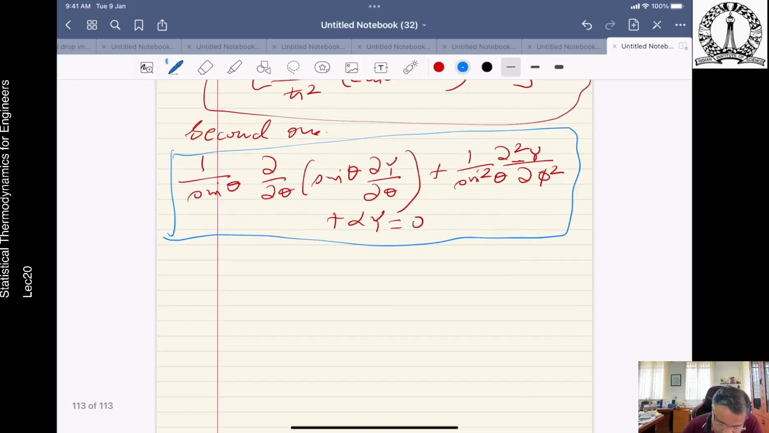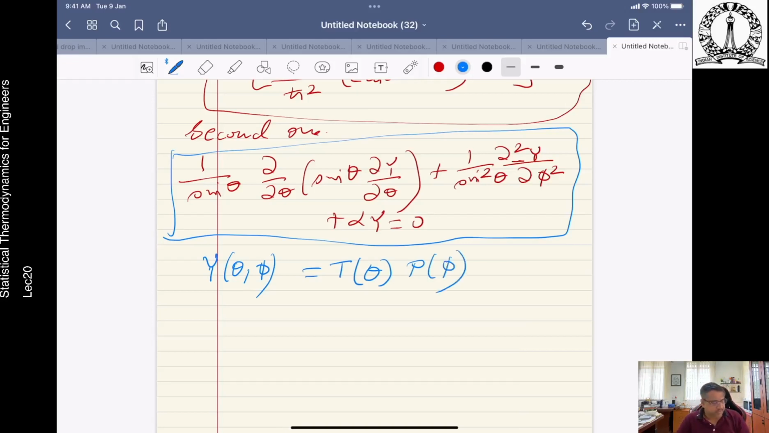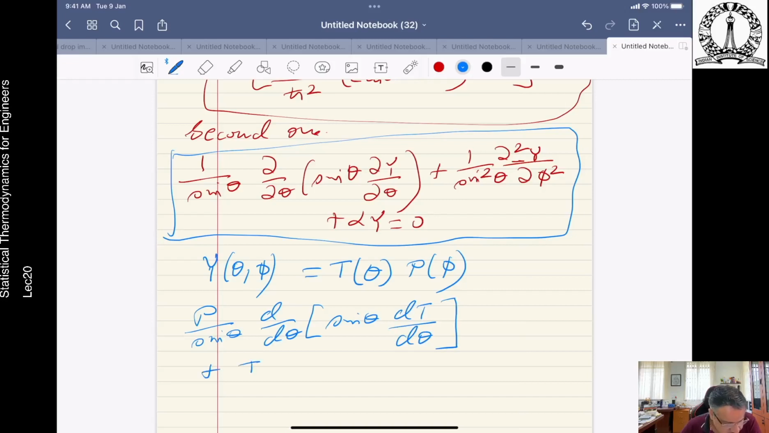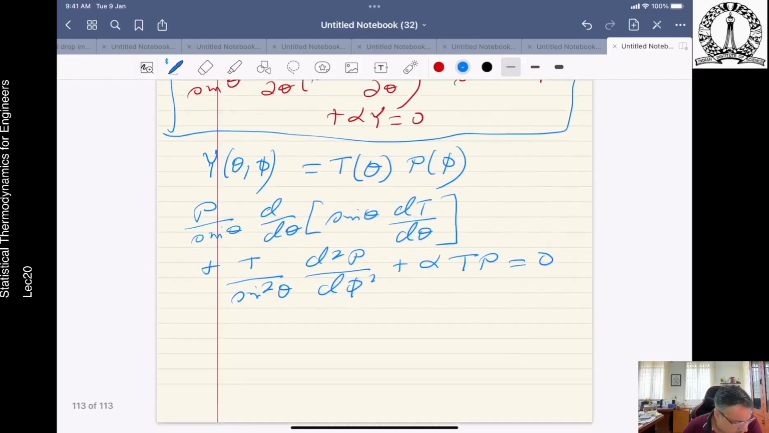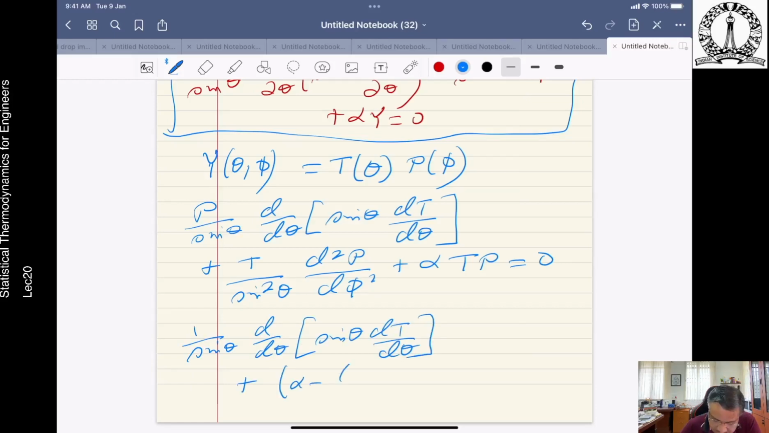Okay. Now, similarly, Y, as you know, is a function of theta comma phi. So this can be written as T(theta) P(phi). Okay, all right. So this can be further then broken up to P sine theta d by d theta sine theta dT by d theta plus T by sine squared theta d squared P by d phi squared equal to 0. Okay, now 1 over sine theta d by d theta sine theta dT by d theta plus alpha minus beta over sine squared theta T equal to 0.